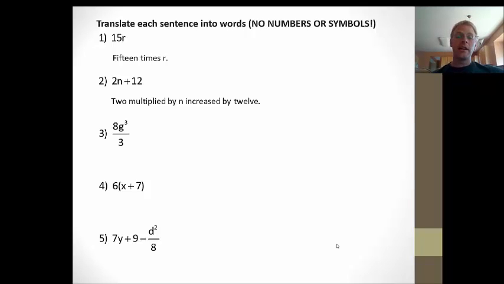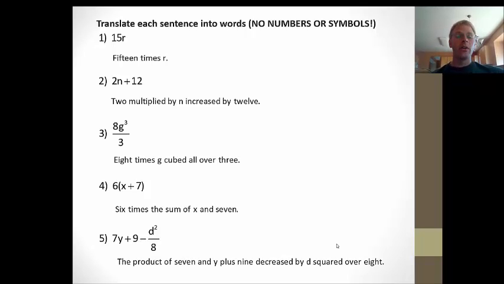Okay, let's see how we did. Now remember, there's lots of different ways that you could have a correct sentence for each of these expressions. So don't feel like just because yours is different than mine that yours is wrong. If you've got a question on whether yours is right or wrong, please make sure you bring that question into class, and we'll talk about it and discuss whether you have a correct sentence there or not.